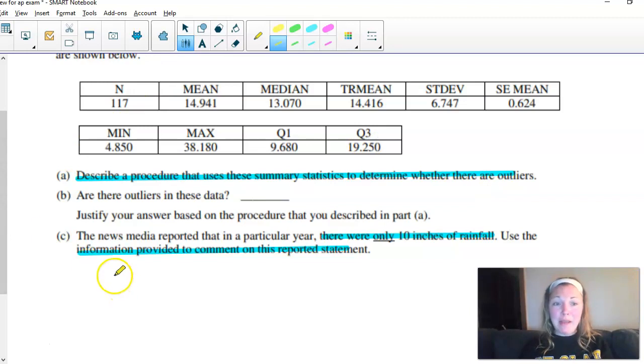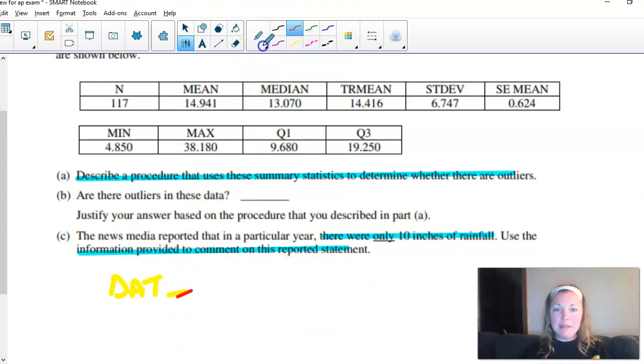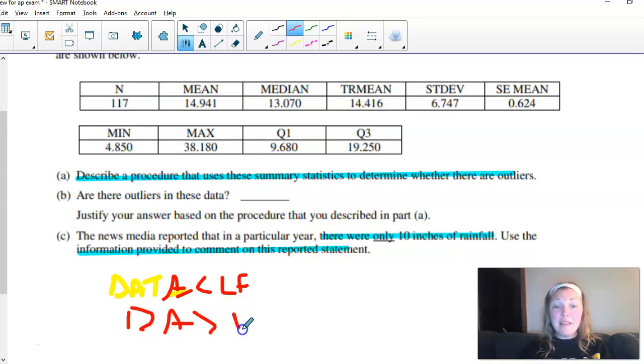If you have any outlier, any data, right, that is less than the lower fence, that's an outlier. If we have any data that's greater than the upper fence, that's an outlier. Are there outliers in the data? Justify. You would just look at the data, you look at the minimum and the maximum, compare them to the lower fence and say yes or no, okay?